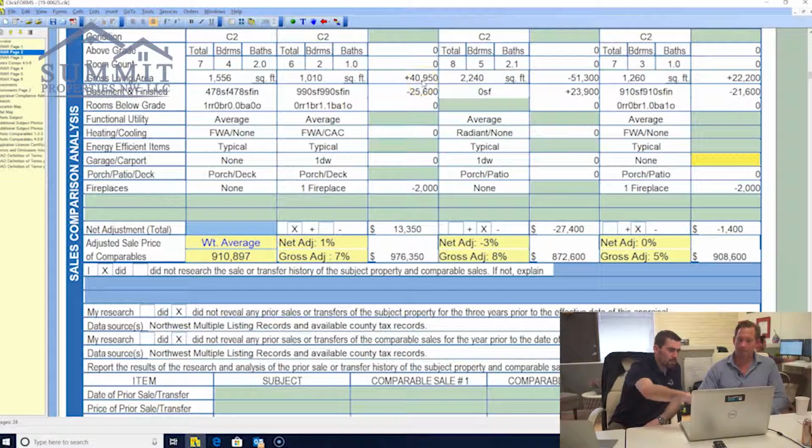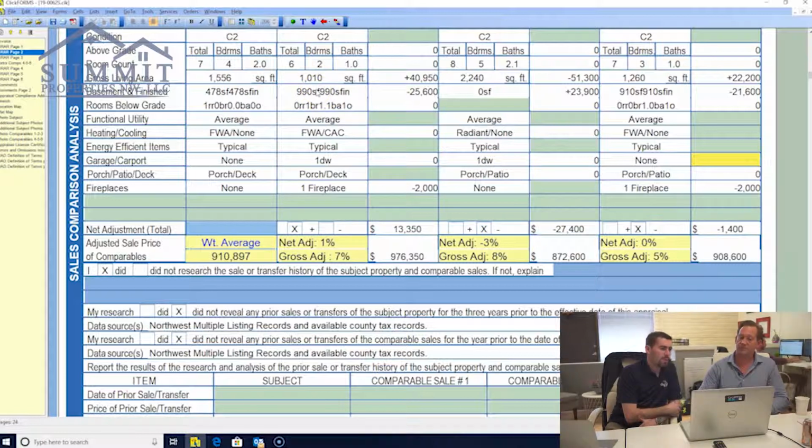So this one is smaller, so you're adding that much value to bring it up to what the equivalent subject would be. But because it doesn't have a basement, you're taking that out. This one has a 990 square foot finished basement. We have a 478 square foot finished one. So this one's bigger, it's superior, so we adjust it downward to bring it to the subject's level.